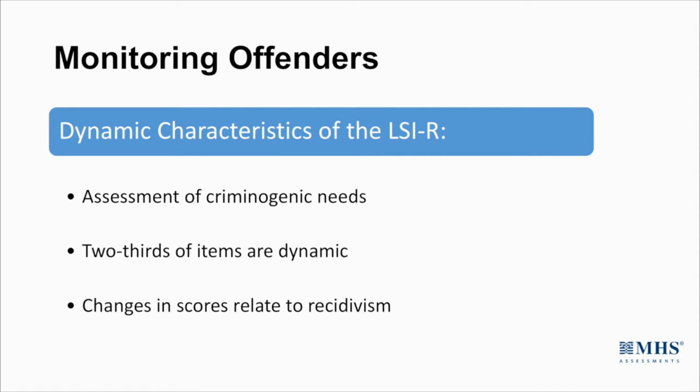2/3 of the items in the LSIR are dynamic, and changes in scores have been shown to relate to recidivism. So if 1 year later an LSIR score goes up, higher risk, you know that whatever you're doing is not the right thing. The person is becoming worse. And if the scores are going down after a year, that's great. Whatever you're doing, you're on the right path. Keep going. So it has the advantage of not only identifying treatment goals, but monitoring progress during supervision.